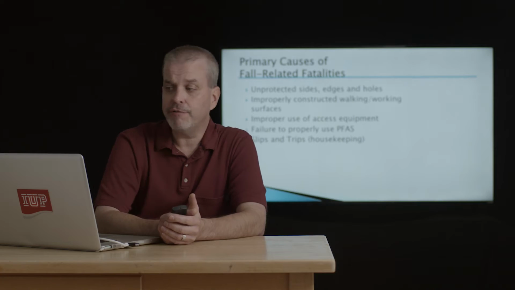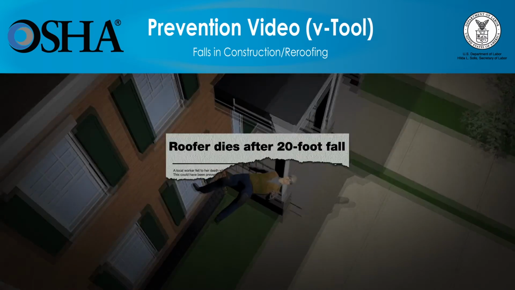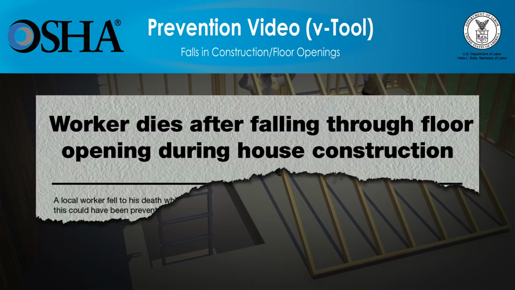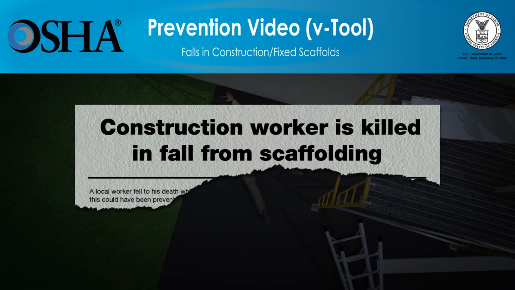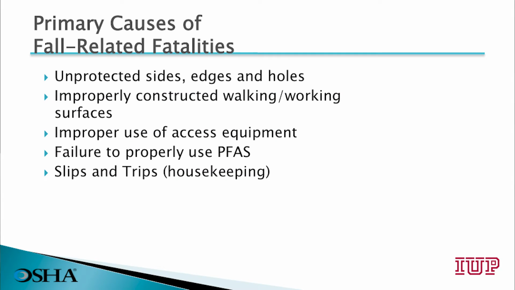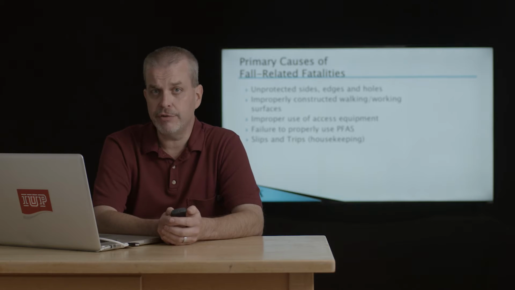The primary cause of fall-related fatalities result from unprotected sides, edges, and holes, improperly constructed walking and working surfaces, improper use of access equipment, failure to properly use personal fall arrest systems, slips, trips, and falls as a result of housekeeping. So let's look at some hazards that you may find in your job site.